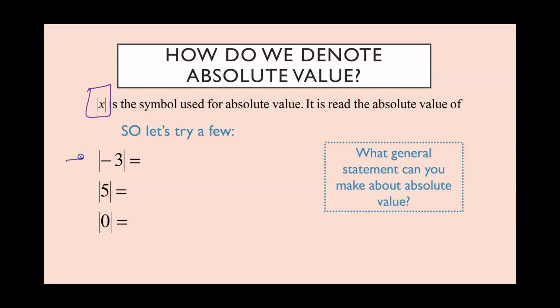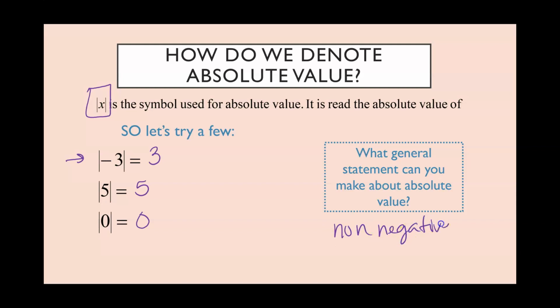And in this problem right here, you would say, what is the absolute value of -3? Well, what is the distance of -3 from 0? 3. So the next one would be the absolute value of 5, and that is going to be 5. And then the absolute value of 0. 0 is neither negative nor positive, so it's just going to be 0. Okay, so what general statement can you make about the absolute value? It makes everything non-negative.